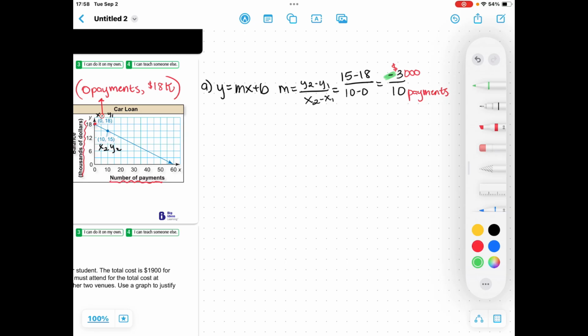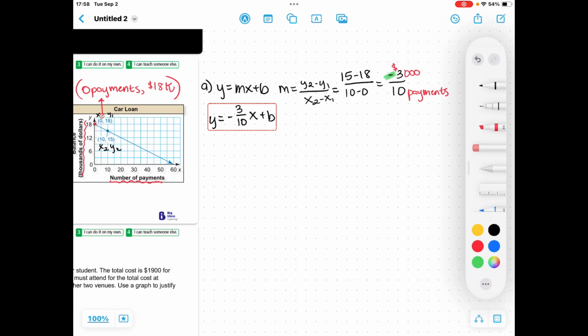For the sake of me being the teacher and being able to do what I want to do, we're going to just keep it as a fraction. This is a completely acceptable answer. This just states that it's going down $3,000 every time you make 10 payments, which is just $300 per payment.